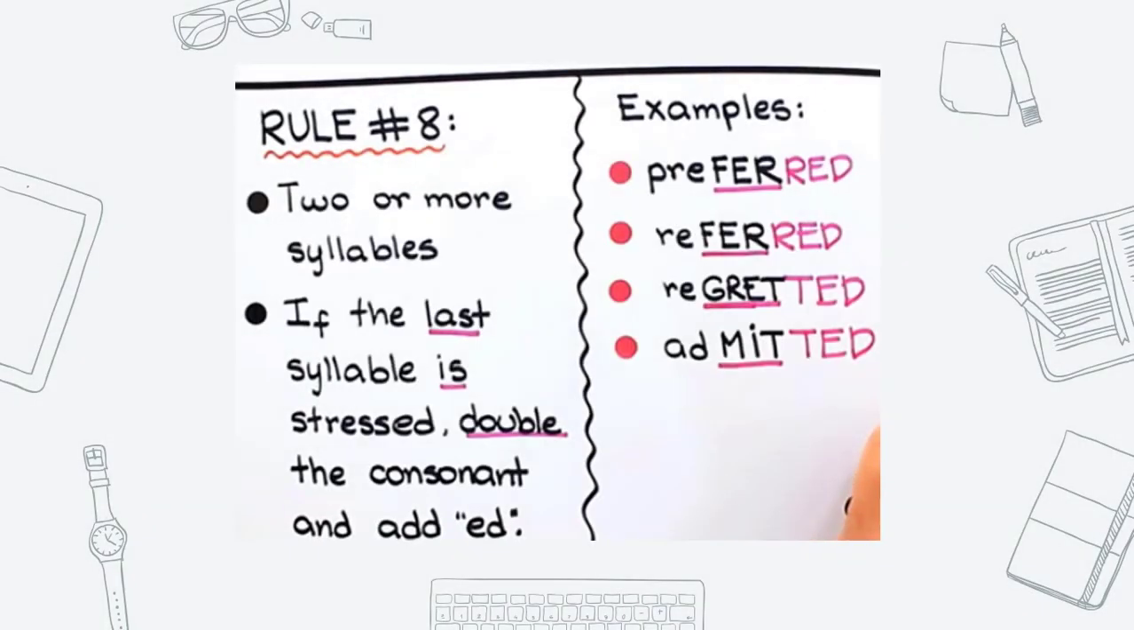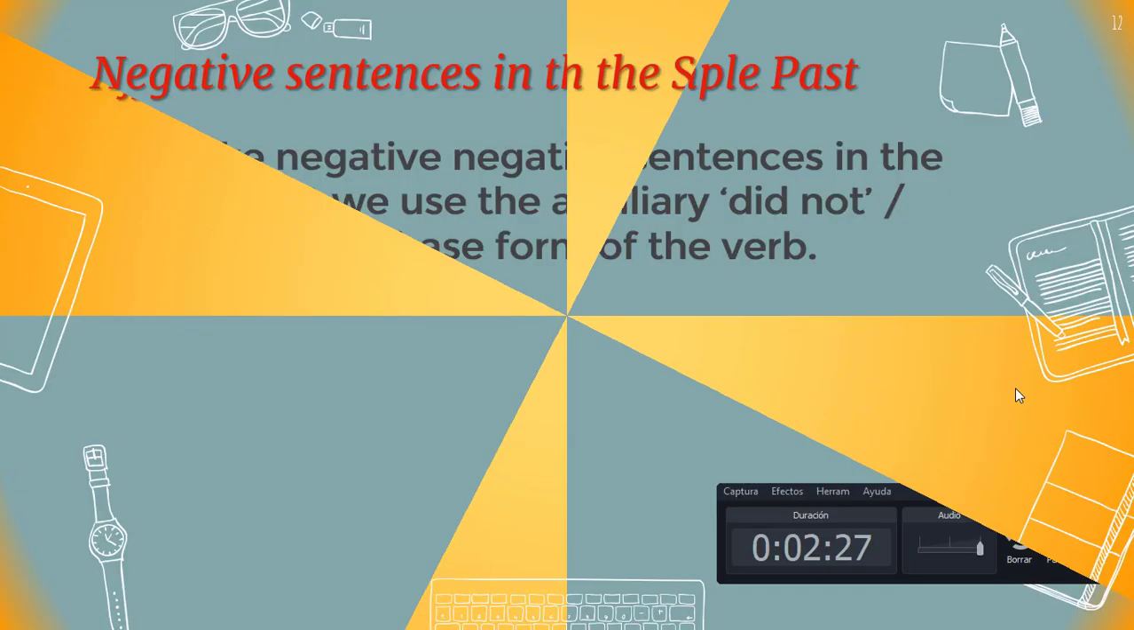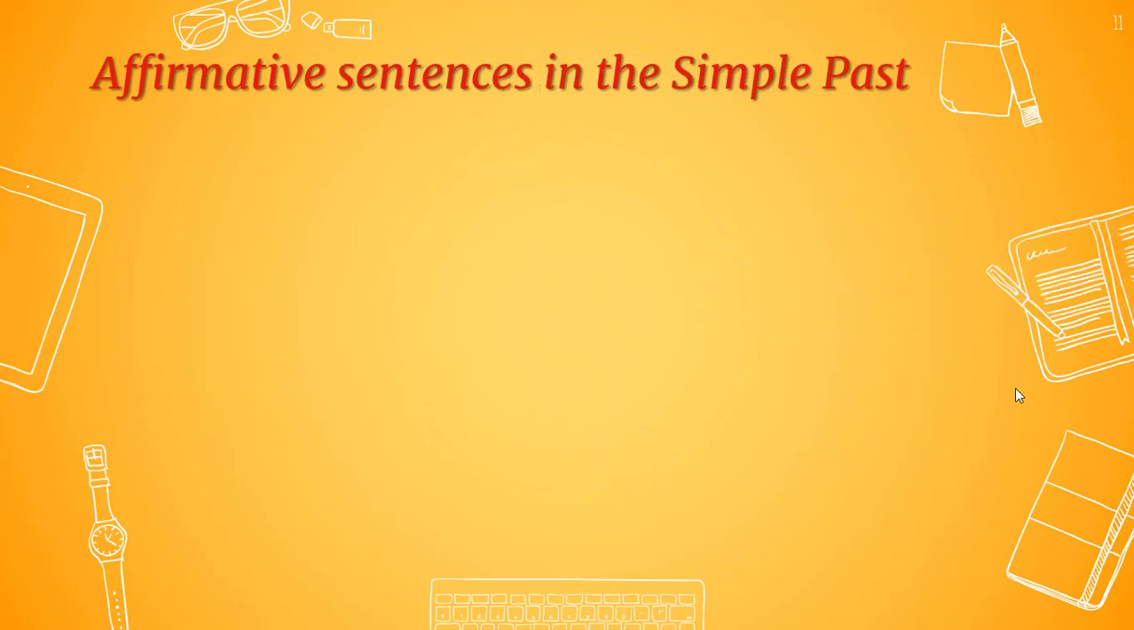Now, rule number 8. With the long verbs, two or more syllables, if the last syllable is stressed, we double the last consonant and we add ed. Entonces, con los verbos de dos o más sílabas, si la última sílaba es acentuada, sí le duplicamos la consonante y le agregamos ed. Por ejemplo, prefer, refer, regret, admit. Entonces, en todos estos verbos se acentúa la última, duplicamos la última consonante y agregamos ed.